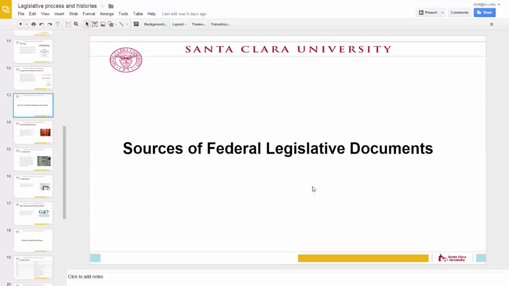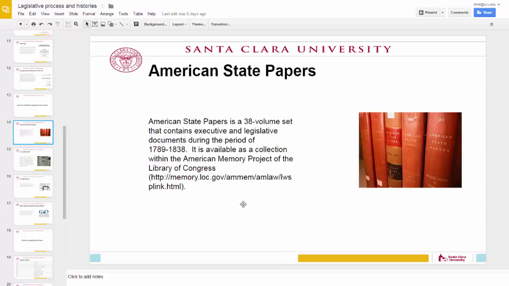Okay, sources of federal legislative documents. These are how the documents we just discussed get compiled, aggregated, and published. And we're starting this overview chronologically. And so we're starting with the American State Papers.